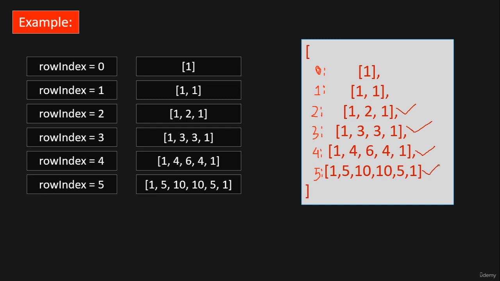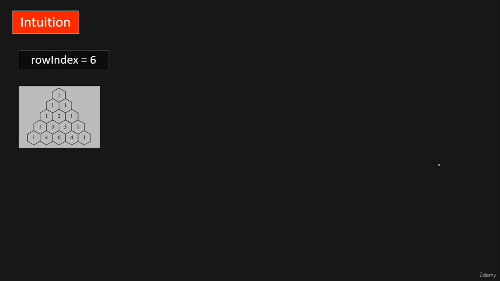Now, how can we solve this problem? The brute force solution is that first we generate the Pascal's triangle from index 0 to the given row index, in this case from index 0 to 6, and we return the list at index 6 from our Pascal's triangle. This is going to be the brute force solution. If you want to solve this problem using this naive approach, then you can watch the video Pascal's Triangle. That is the previous video in this section.